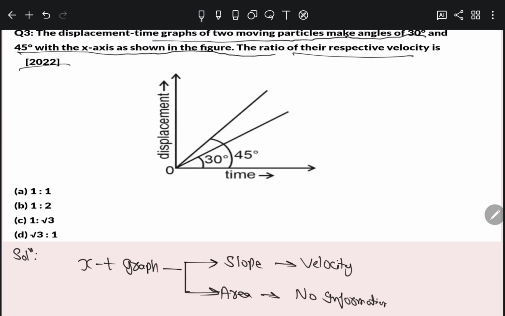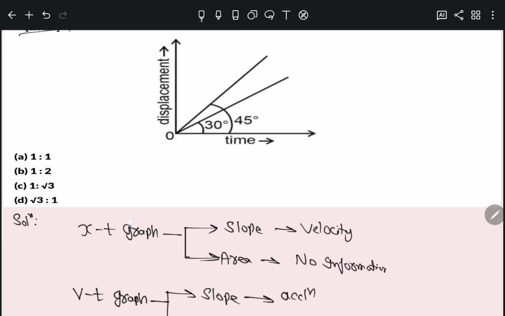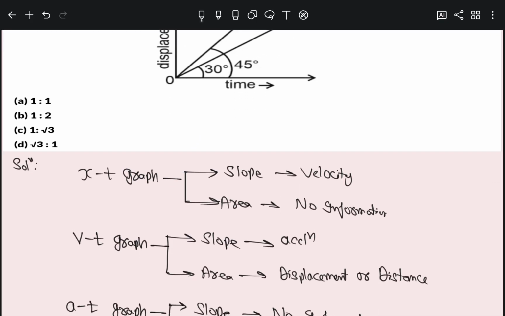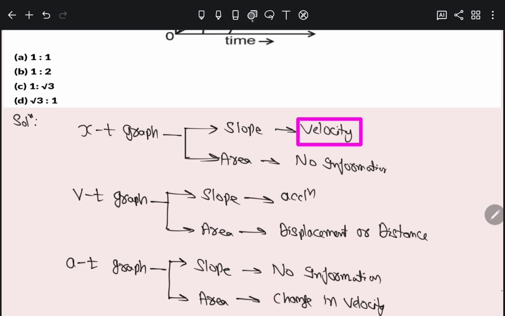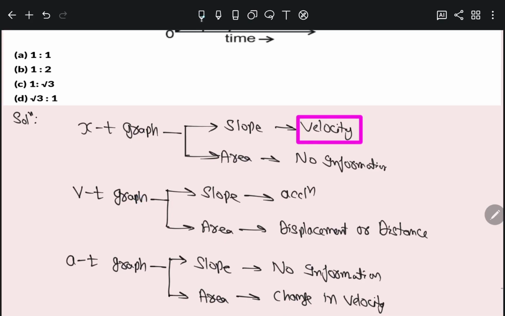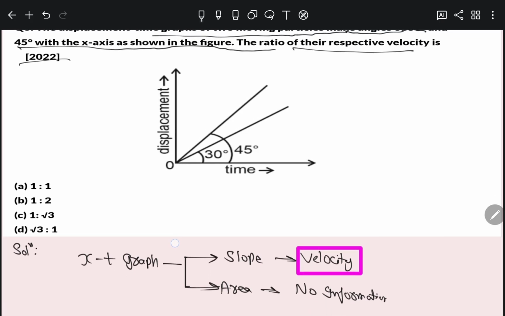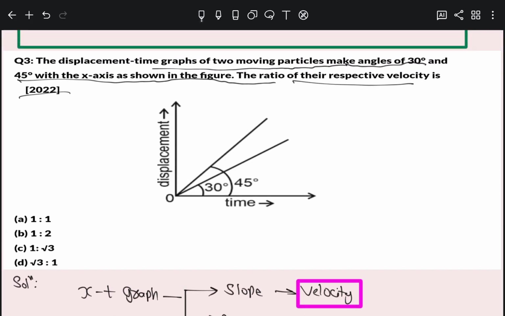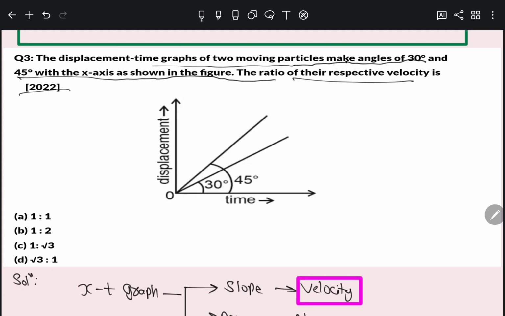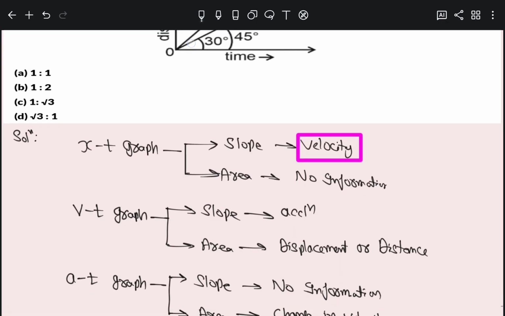So you see this is a displacement time graph, right? If you take the slope, you get velocity. What do you get? You get velocity, right? Am I right? So in the displacement time graph, they have given the graph for two moving particles making an angle of 30 degree and 45 degree with the x-axis as shown. The ratio of their respective velocity is.